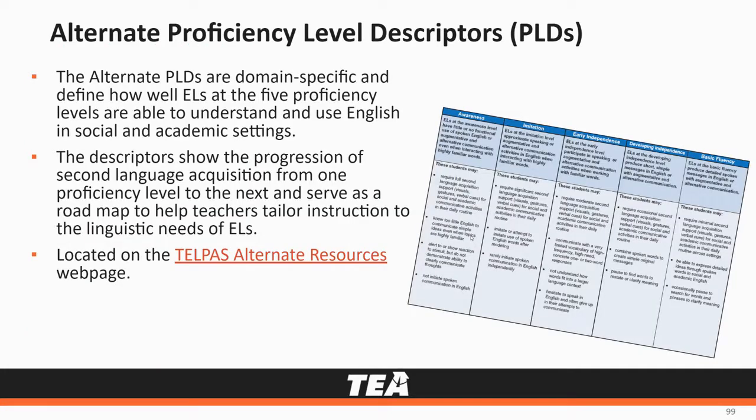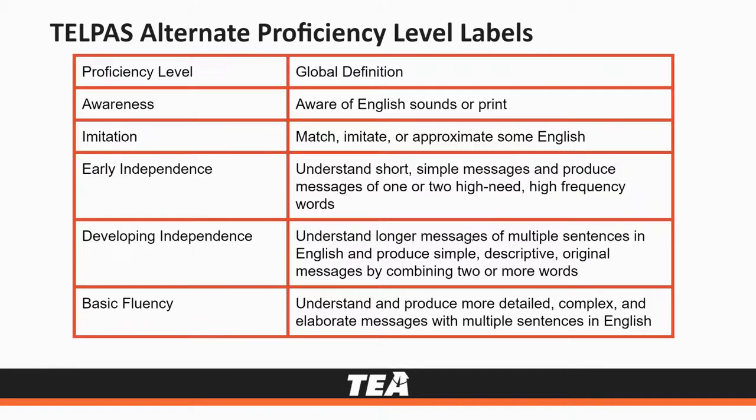So the PLD domains are a little bit different in Star Alt than they are in TELPAS Alt than they are in regular TELPAS. Instead of beginning, intermediate, advanced, advanced high, it's awareness, imitation, early independence, developing independence, and basic fluency. And I will get you lots of lists of PLDs. So this kind of breaks down what each one of those means.